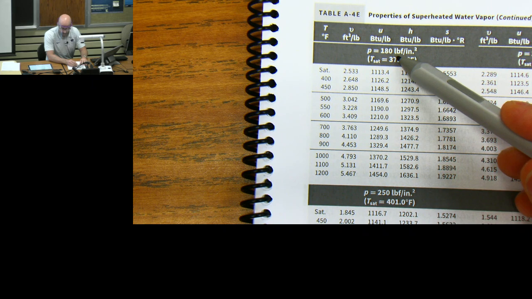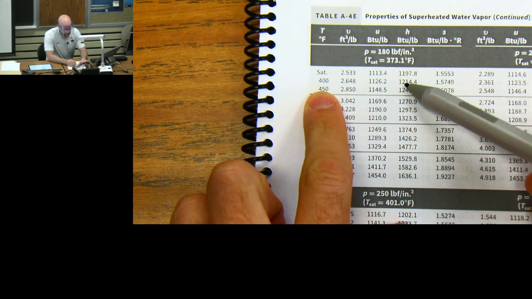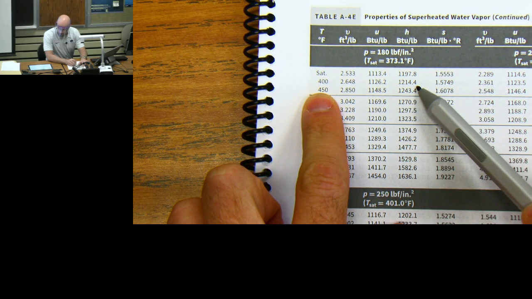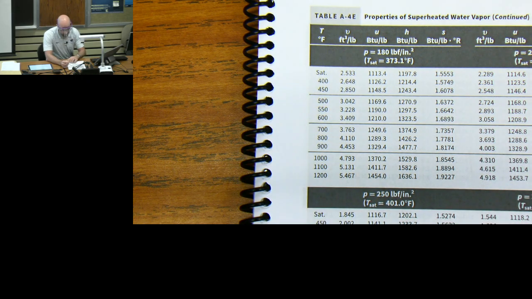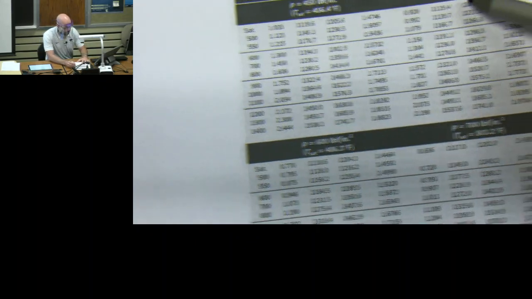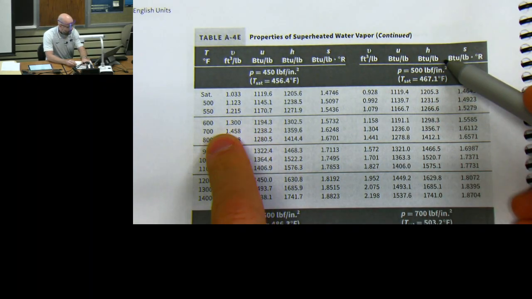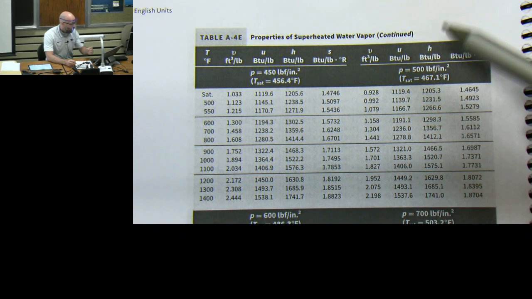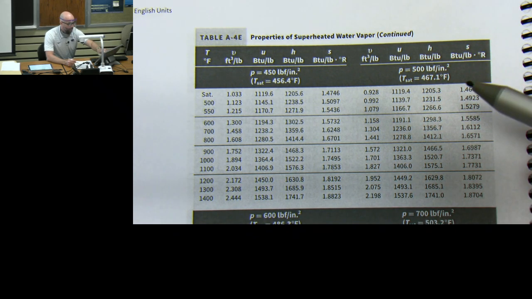So I'm going to find the value for 180. At 180 and 400, my enthalpy is going to be 1214.4. And for 500 PSI and 600, that value is going to be 1298.3. Okay, those are the values I'm going to use. Again, you could go directly there and I'd be 100% okay with it. I don't need you to go through a specific pattern.